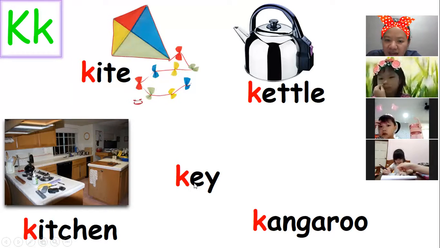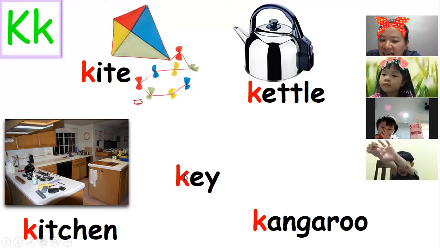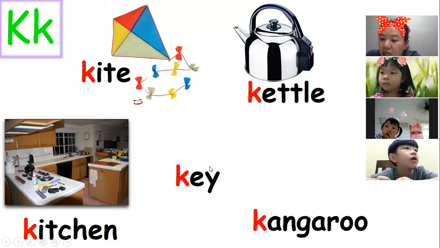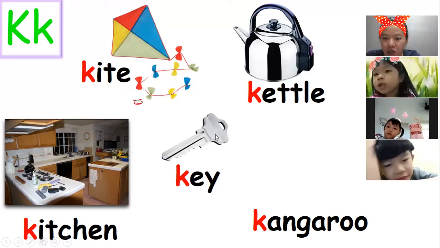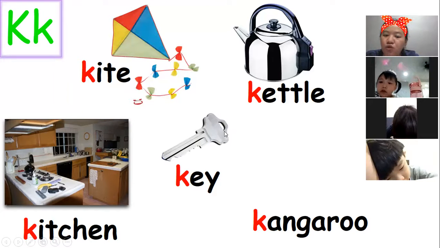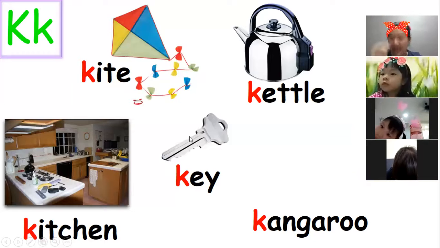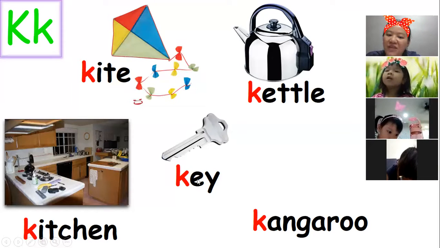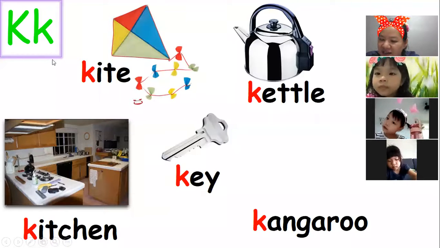Look at this word. Key. This is the key. Do you know what a key is? You're right. It is used to open the door, or maybe a drawer, or to lock. We need the key to unlock. Okay, we need the key. I'll say cake, key.